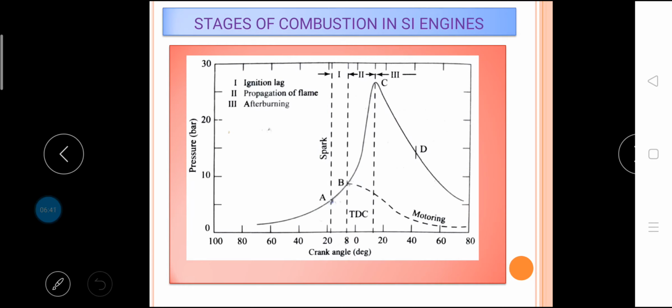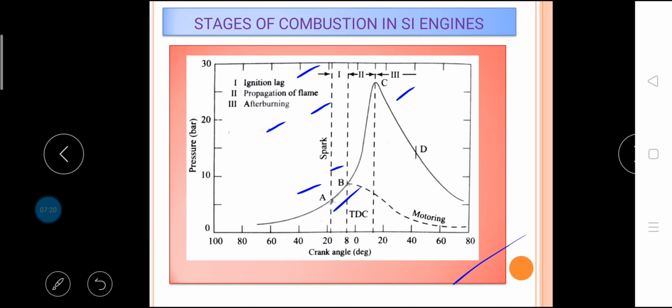The pressure variation due to combustion in a practical engine is shown in this figure. There are 3 zones: ignition lag, propagation of flame, and after burning. Capital A is the point of passage of spark, say 20 degrees before top dead center. B is the point at which the beginning of pressure rise can be detected, say 8 degrees before top dead center. And C, the attainment of peak pressure.